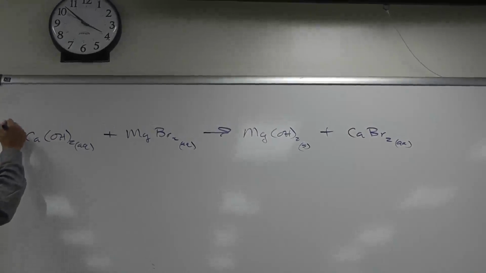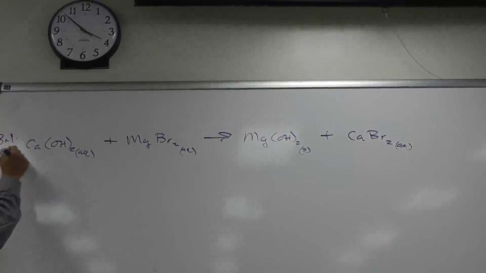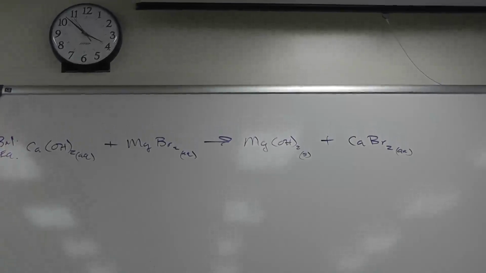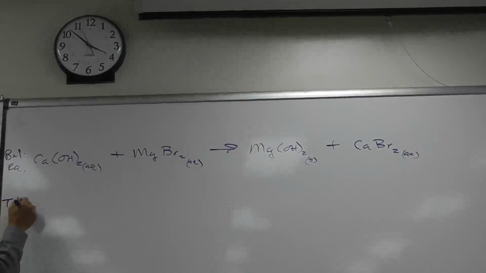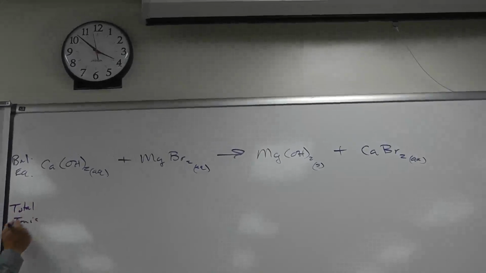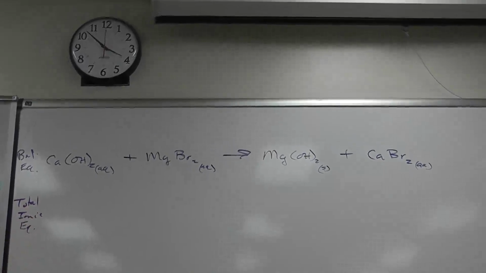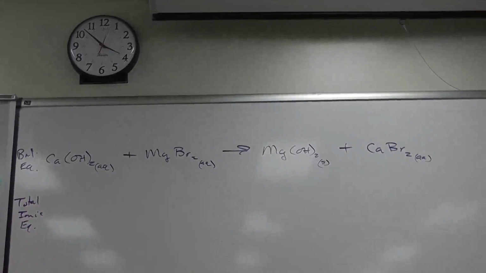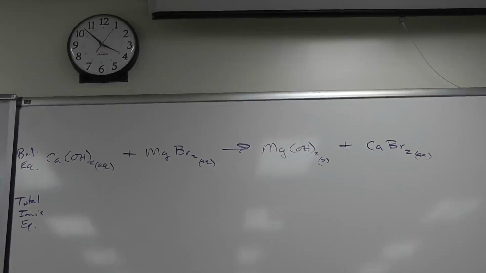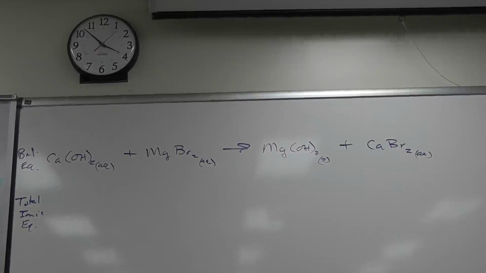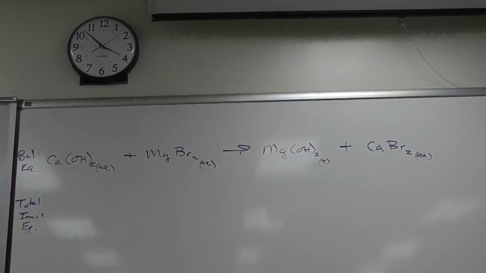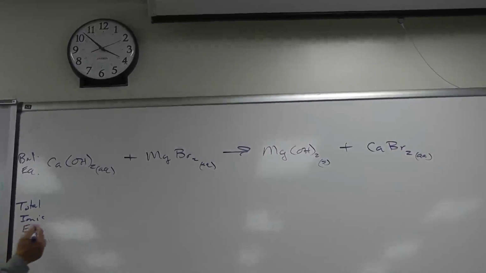You do need to know how to write the balanced equation as we have done here. Now I want to write the total ionic equation. All right, so help me out. How would I write that? Well, the calcium hydroxide is aqueous, it's soluble, it dissociates. So, help me write it. What would I write?